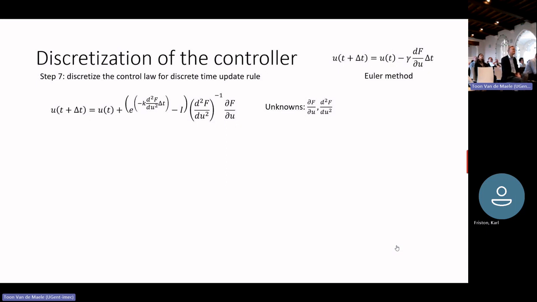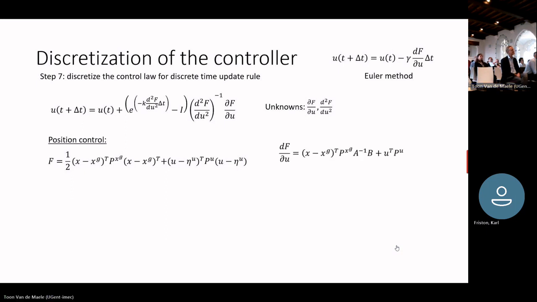But here, what I'll do is discretize the system for the position controller. You're already familiar with this one. I would use the first gradient. We already derived it. For the second gradient, all you have to do is, it's just gone. Immediately you would drop this and you will have a copy of this here. That's it.